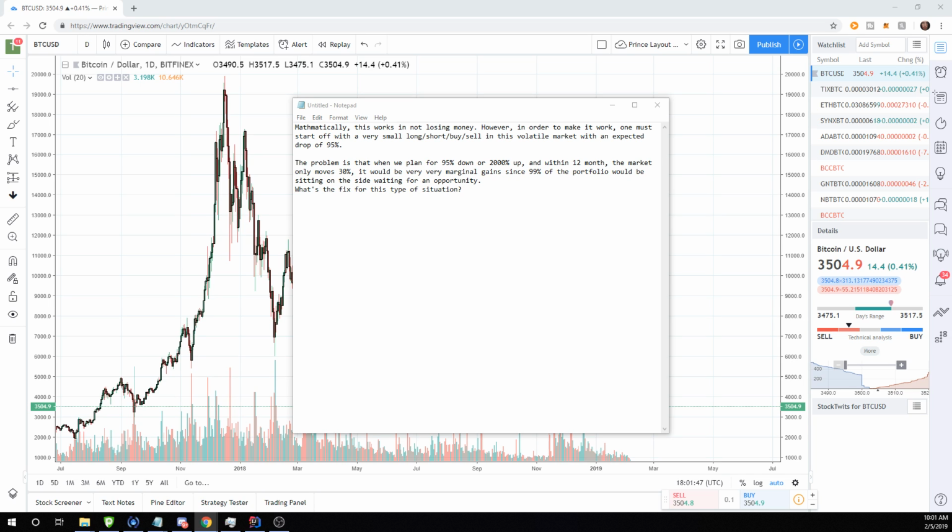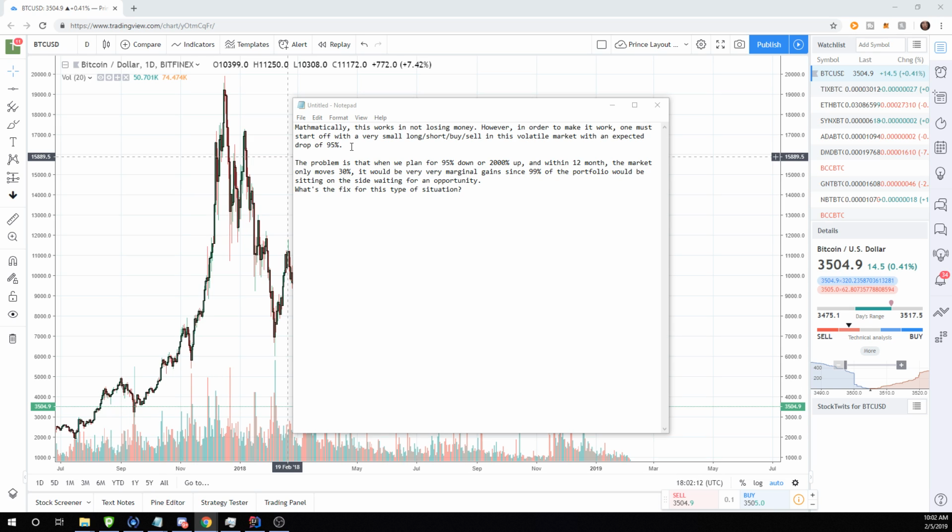We're going to look at some charts this morning, but before we do, we had a question from the dojo yesterday that I wanted to repeat and give an answer to. The question was regarding dollar cost averaging. He was saying mathematically this works in not losing money. However, in order to make it work, one must start off with a very small starting position in this volatile market with an expected drop of 95%.